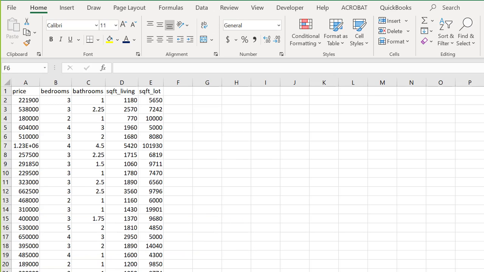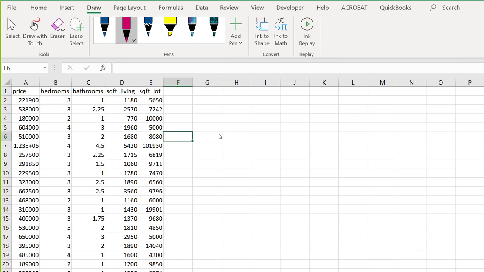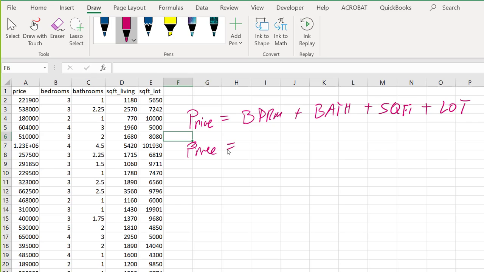All right, so what we're going to work on today is a regression analysis and really discuss the results of a regression analysis. So we're going to do price is equal to bedrooms plus bathrooms plus square foot living plus square foot of the lot, right? And each one of these has a beta that goes along with it.